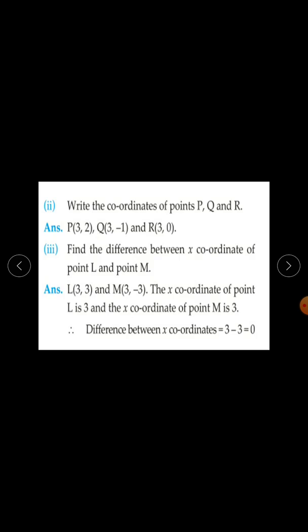So, the coordinates of points P, Q and R: for point P, the coordinates are (3, 2). For point Q, the coordinates are (3, -1). And for point R, the coordinates are (3, 0).